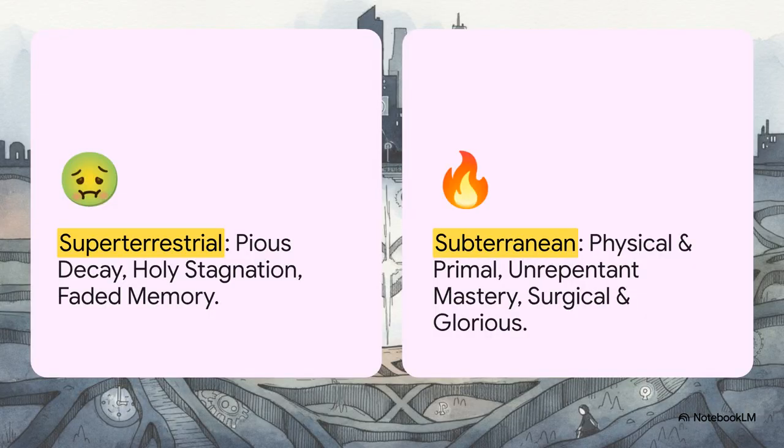So here it is, laid out plain and simple. The two realities at war. On one side you have the superterrestrial, the world up top, which is all about pious decay and stagnation. And on the other, you have the subterranean, the world below, which is physical, primal, and celebrates this unrepentant mastery over life itself. This is the core conflict of the entire parable.